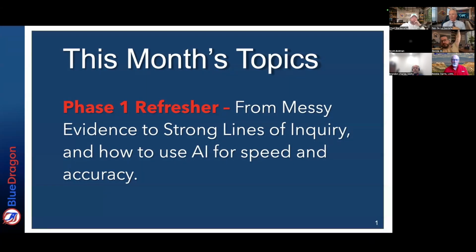Okay, so today's topic: going from a bunch of evidence that's all over the place to organizing it on our chart and establishing really good lines of inquiry. Where do we get them from? And how can we use AI to speed up the process with a lot of accuracy?